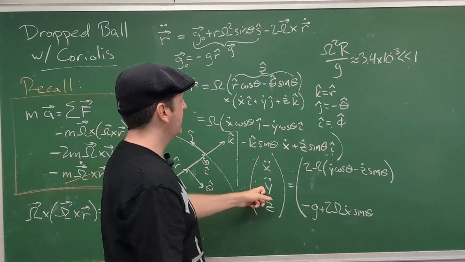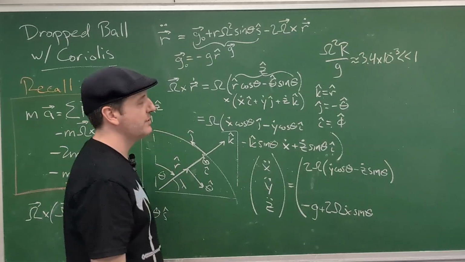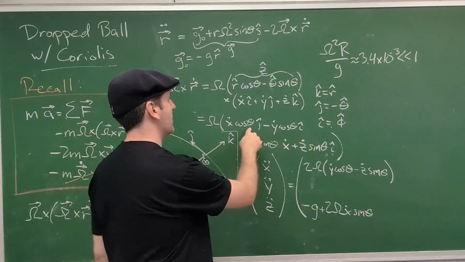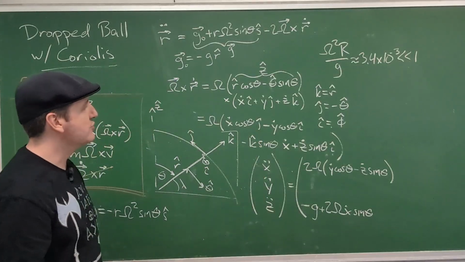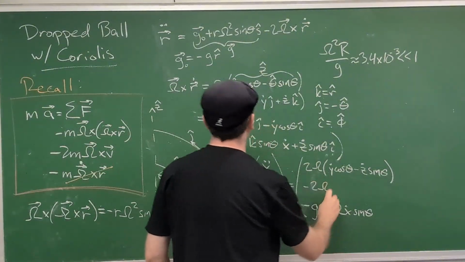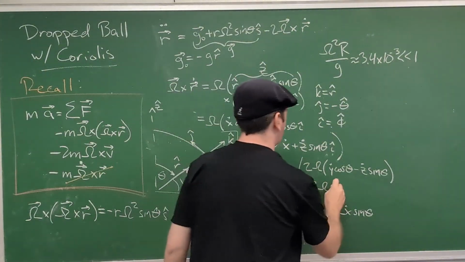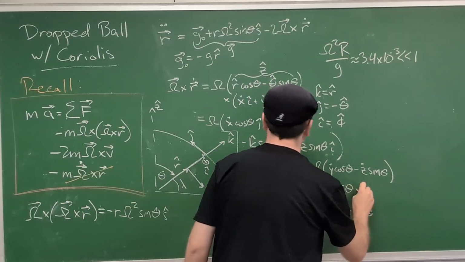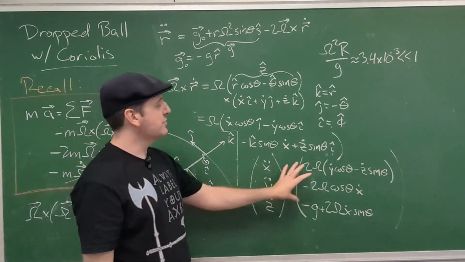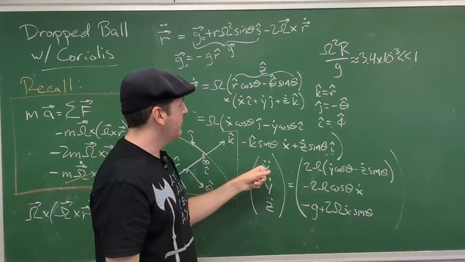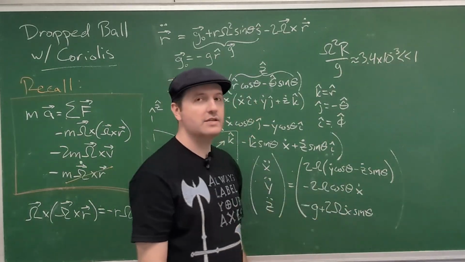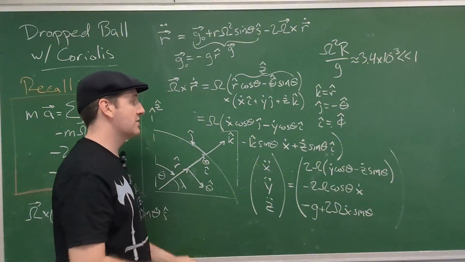Weird. And finally, let's look at the y direction. Again, no contribution from gravity towards the north or south, but there's only one term that is in the j hat direction here. Don't forget the minus 2. So we have minus 2 omega cosine theta x dot. So here is our new system of three equations. The accelerations depend on the velocities in the x, y, and z direction. And now our job is to solve this.